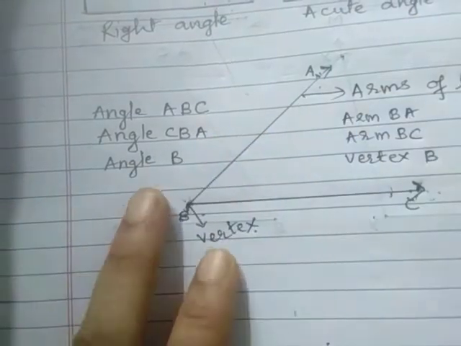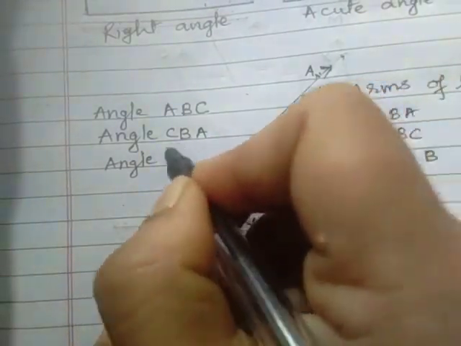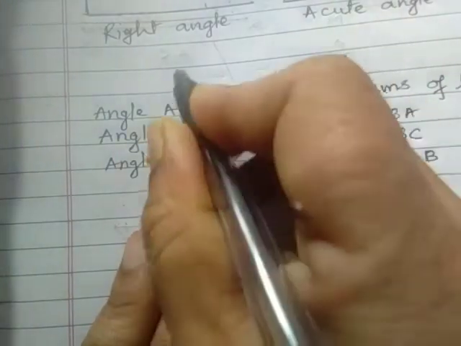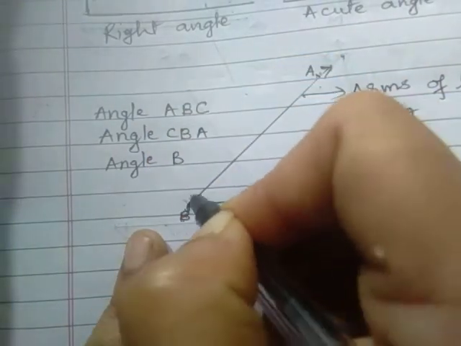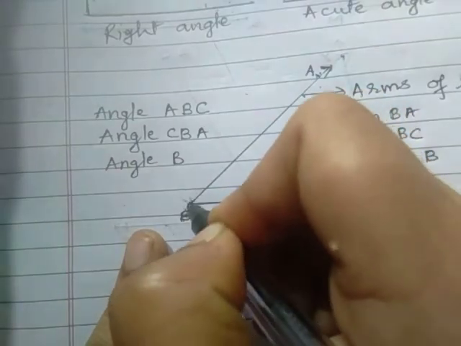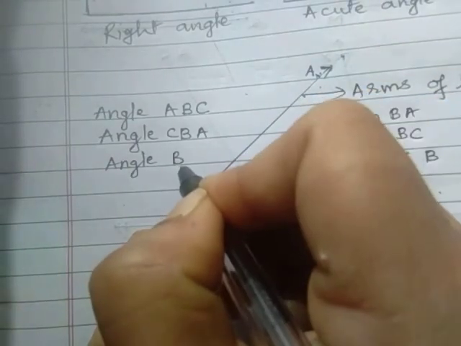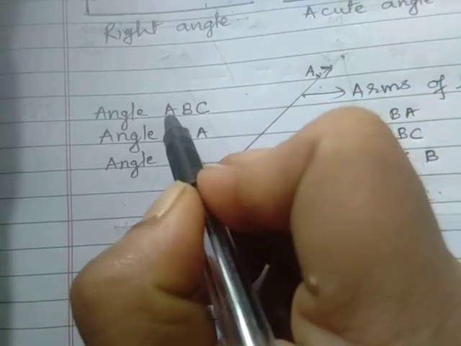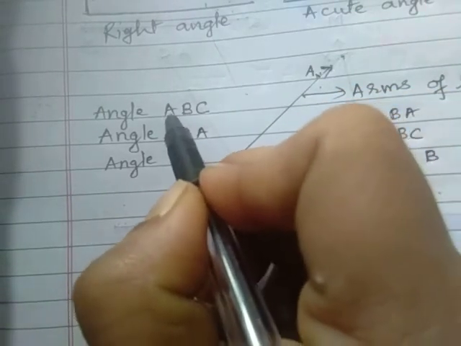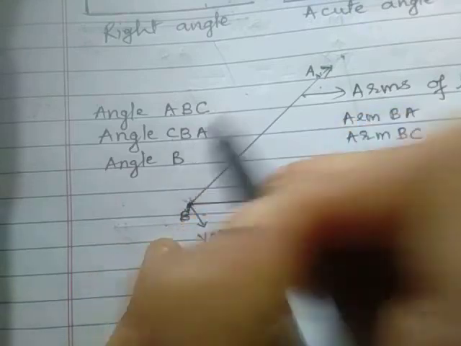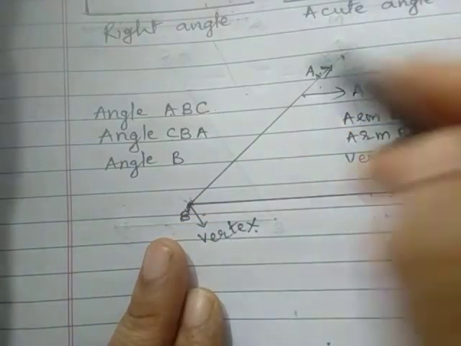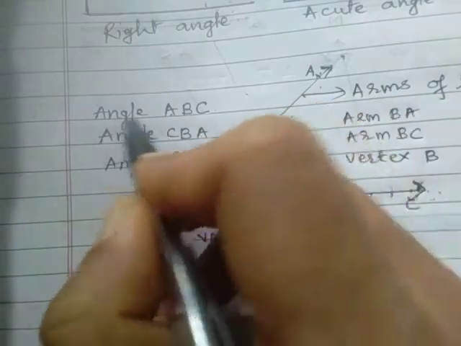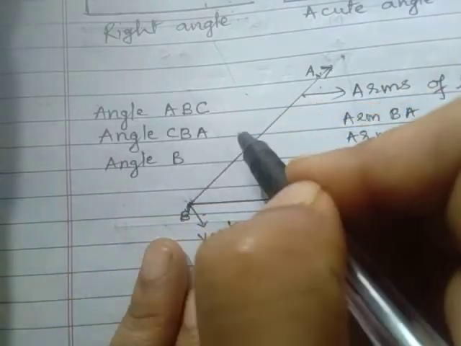But remember, you can use this one letter only when the angle is single. If there is more than one angle at the same vertex, then we cannot call it with one letter. Therefore, you have to always write the name of the angle with three letters, A, B, C or C, B, A. Remember this. So this is how we can name the angles: angle ABC or angle CBA.